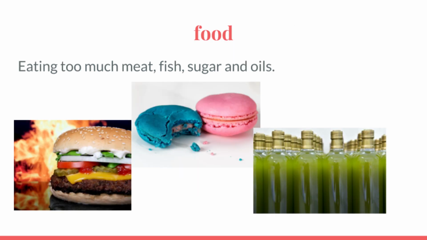Next, food is one of the causes of obesity. What kind of food makes a person obese? Those are meat, fish, sugar, and oils. Surely, you must eat those foods as much as is sufficient. But if you eat too much of those foods, you take excessive lipid and calories. Then, what isn't consumed is stored in our body as fat.